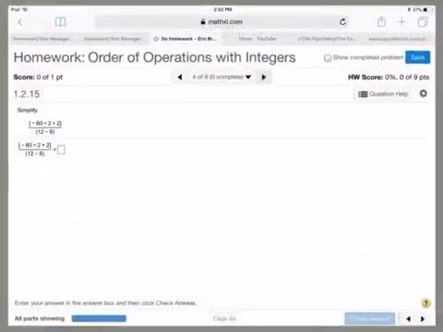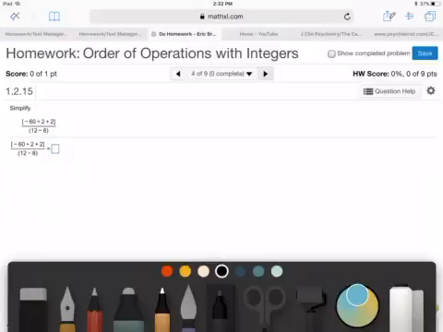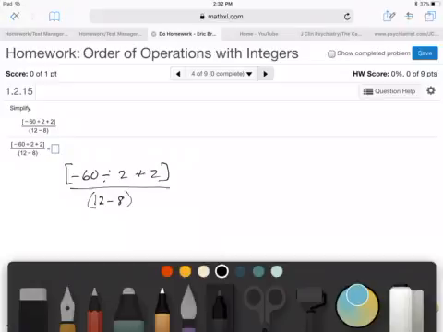Okay, the next one is a negative 60 divided by 2 plus 2. And we have a grouping in the numerator, and then we divide this by the denominator. What's taking place in the groupings, those are the things you do first, because that's the P in please excuse my dear Aunt Sally.